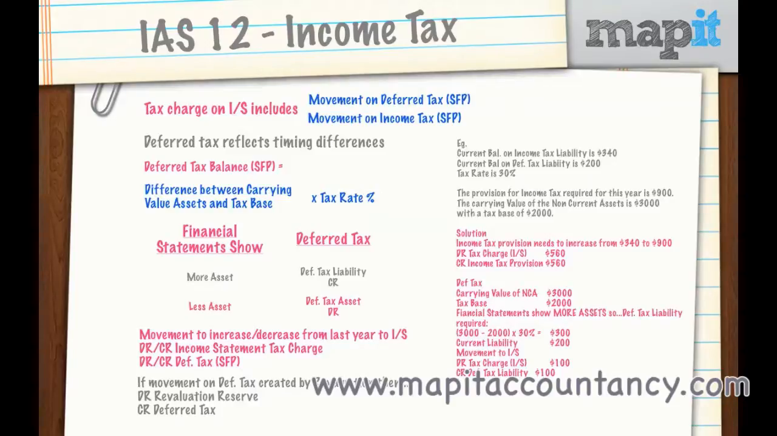So the total charge to the income statement would be the movement on the tax, so that would be 560, plus the movement on the deferred tax of 100. So the total charge would be 660. So that's very similar to the sort of notes you will get in question 2. So make sure you can deal with that, and we'll come across it when we look at an example on a question 2.